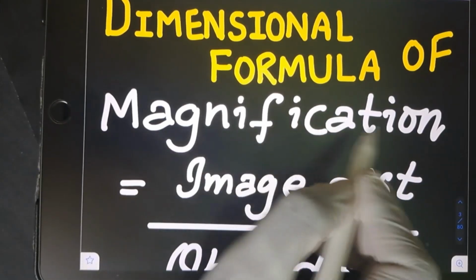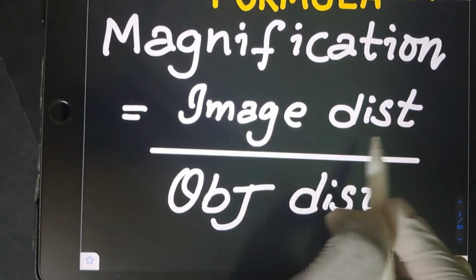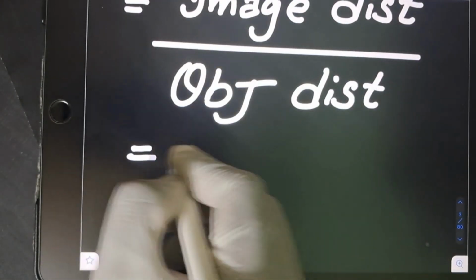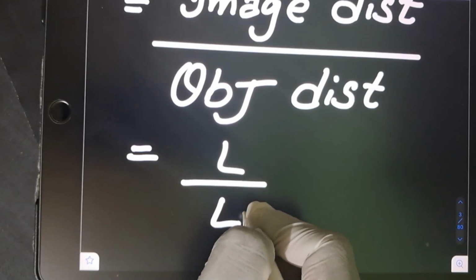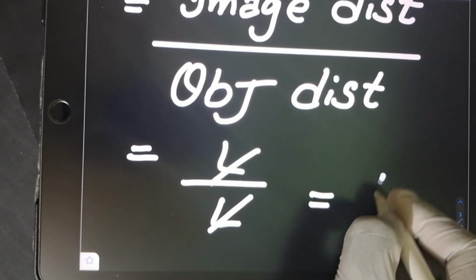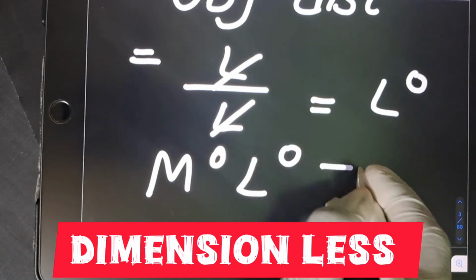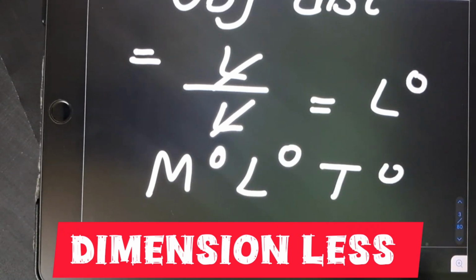To find the dimensional formula of magnification, it is image distance by object distance. Here the distance has the dimension of length, so L by L. It will be cancelled, it will be L power 0: M power 0, L power 0, T power 0. The magnification has no dimensional formula.